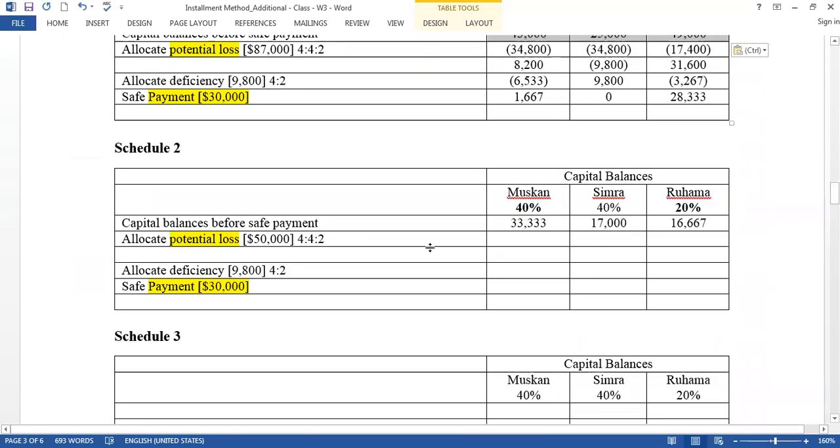So this is the capital balances and potential loss is now 20,000, 20,000 and the 10,000. So this is the potential loss. After absorbing the loss, the balance is 13,333, then 3,000, and 6,667.